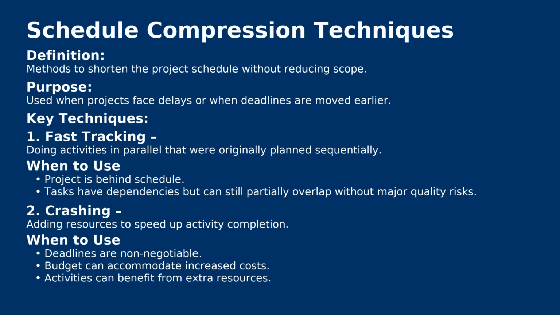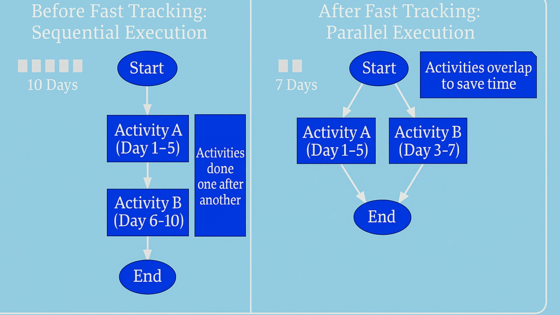This diagram that you're seeing is a pictorial representation of the fast tracking schedule compression technique. You can see that activity A and activity B, two activities, are involved in the critical path. Activities are performed one after the other, respecting their original dependency order. Activity A takes 5 days, activity B takes 5 days. Hence the total sequential execution time is going to be 10 days. No overlapping exists. Each task starts only after the previous one is completed. This is a safe but time consuming approach. This is what we see before we apply fast tracking.